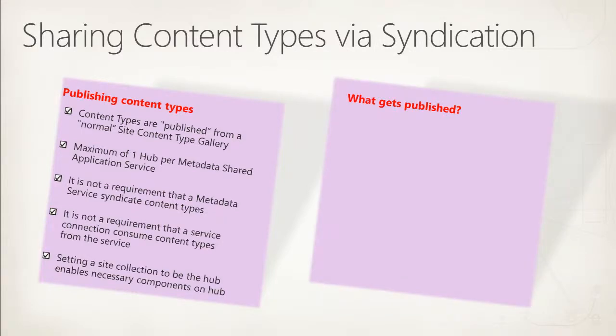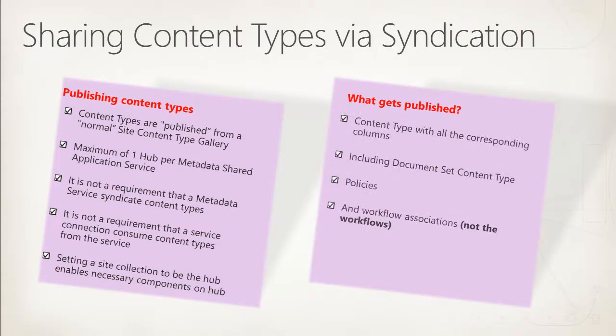So what gets published from the Content Type Syndication Hub? First off, the content types and any associated columns that are related to them get published. This includes the document set content type. A lot of times folks ask questions because a document set is a type of content type. Those also get published. The policies, so Scott talked about retention policies. How long do we keep documents? Those get published. This is the tricky one, right?